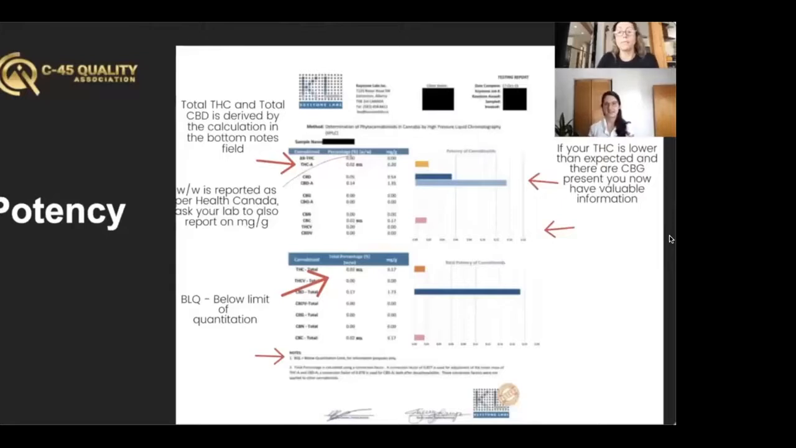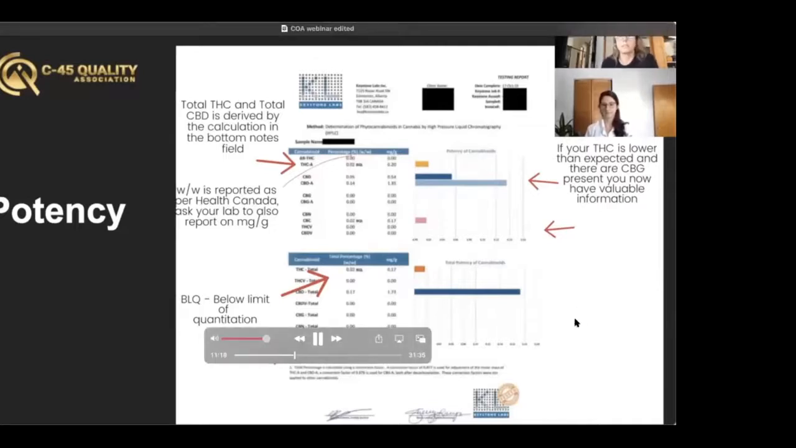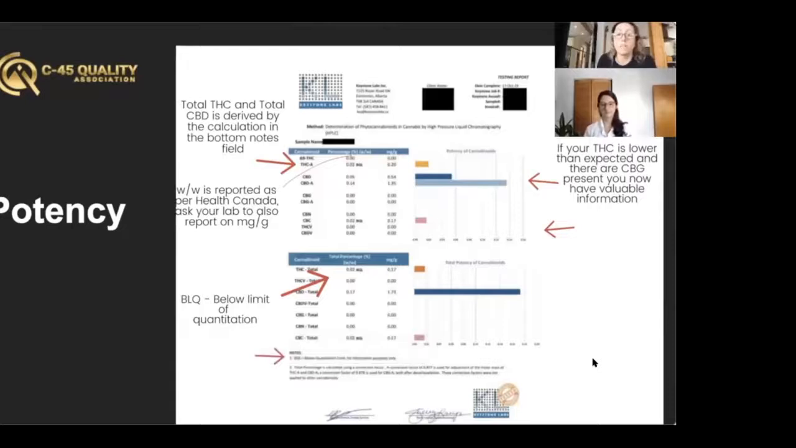Okay, so for potency, depending on how many cannabinoids you've asked to have tested, Health Canada definitely wants to see THC and CBD totals, and that's for labeling purposes. So on this COA, we see THC and THCA, and on the bottom of the report, you're actually going to see total THC, and at the very bottom in the notes, it will tell you how that calculation was made. THCA turns into THC, and there is a calculation. The same with CBD. And when you see the acronym BLQ, that stands for below quantitation.